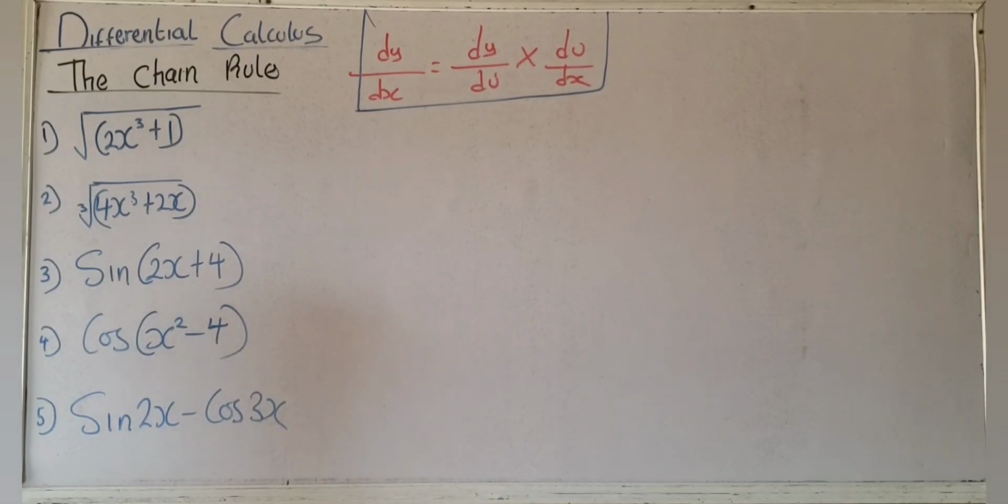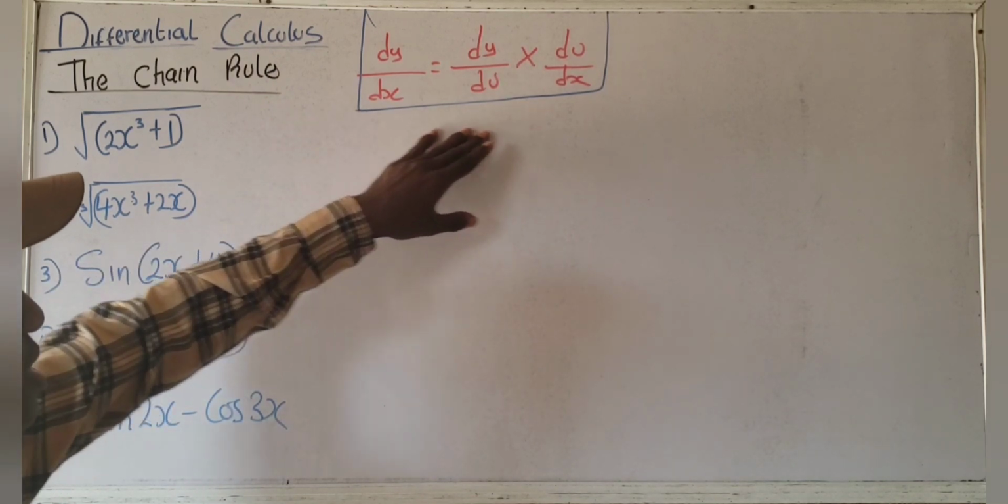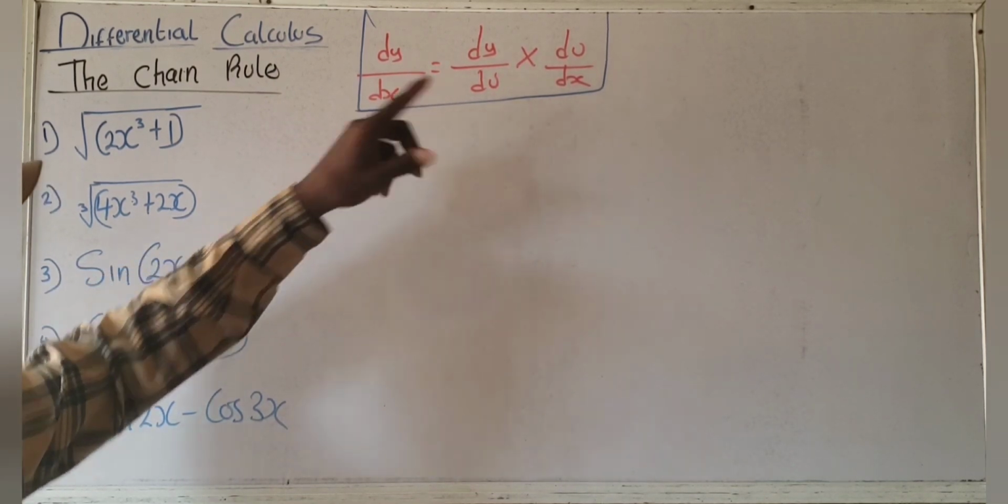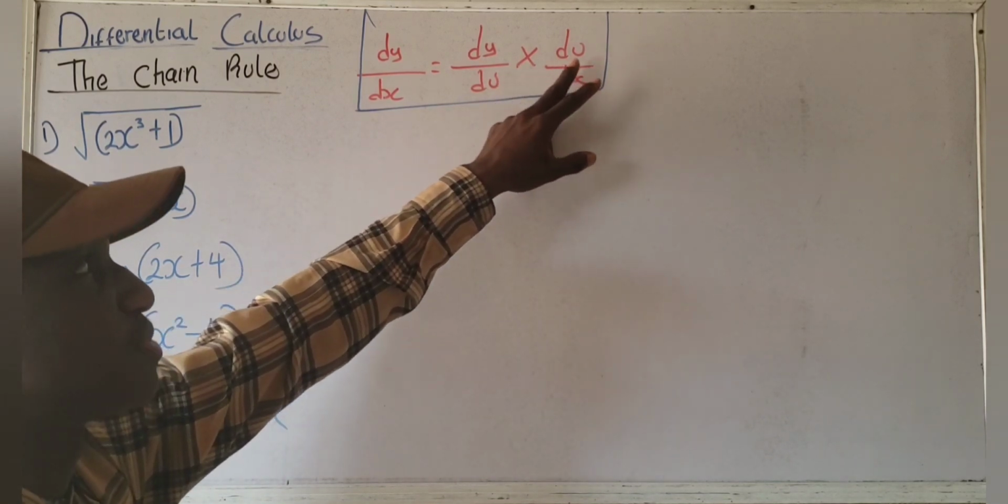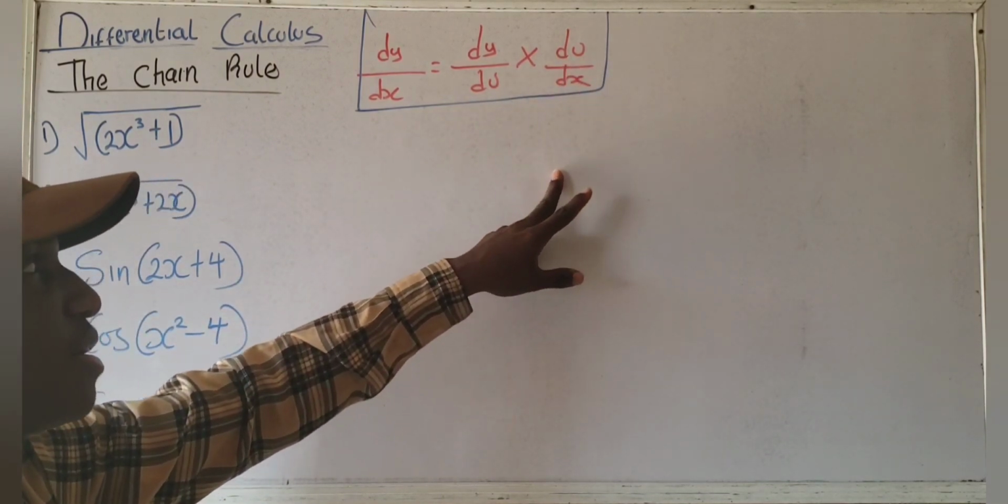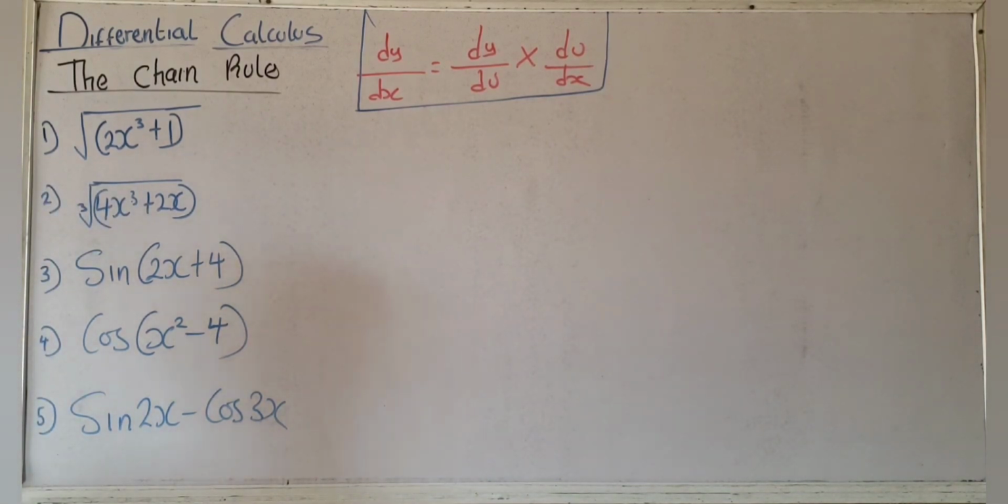Let's consider the question on the board. We are asked to find the derivative of the following function using the chain rule. Don't forget, in our previous class I told you the basic representation of the chain rule of differential calculus is this: dy/dx is equal to the derivative of y with respect to u multiplied by the derivative of u with respect to x. Now, u is the inner function.